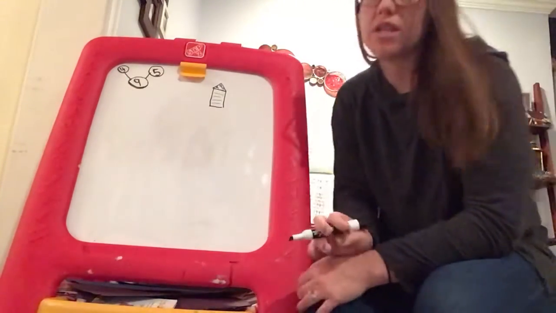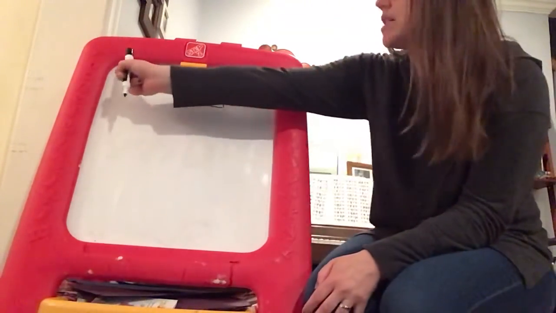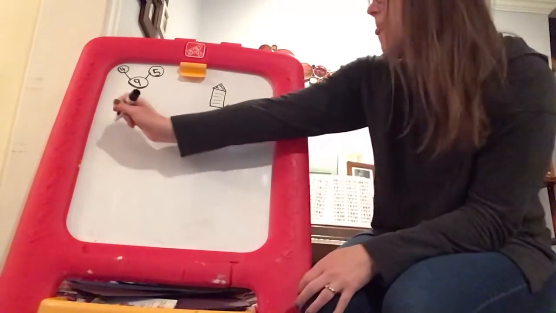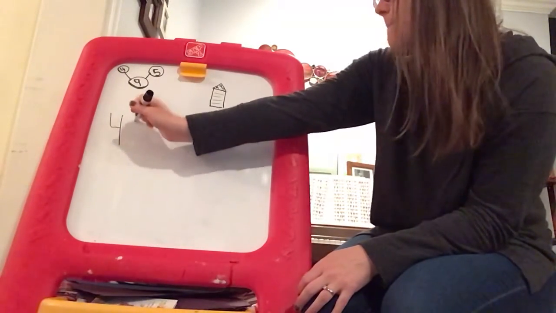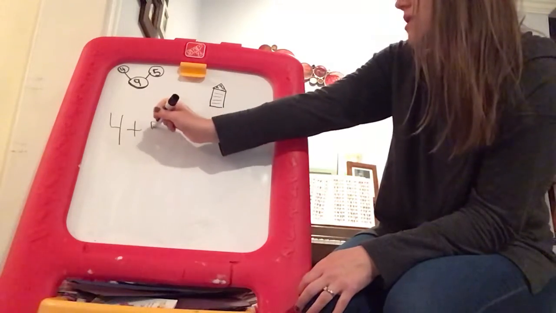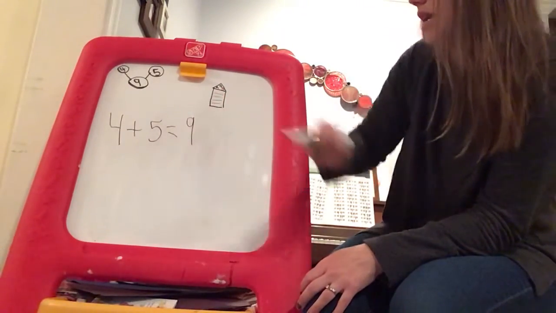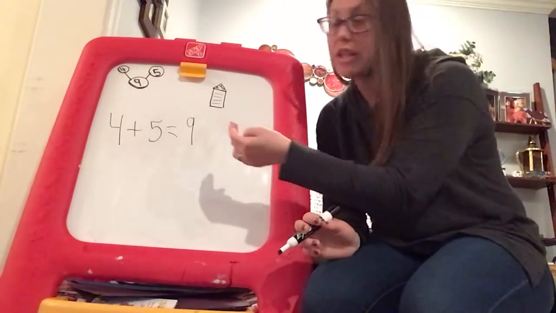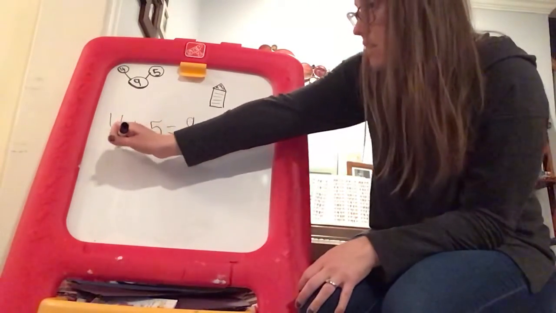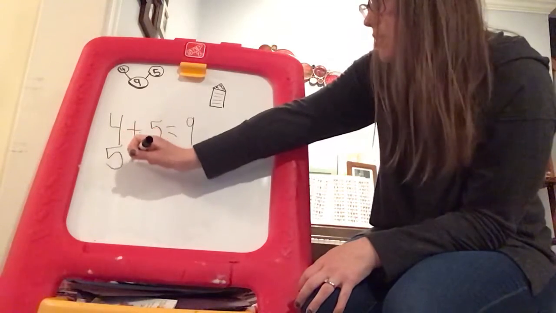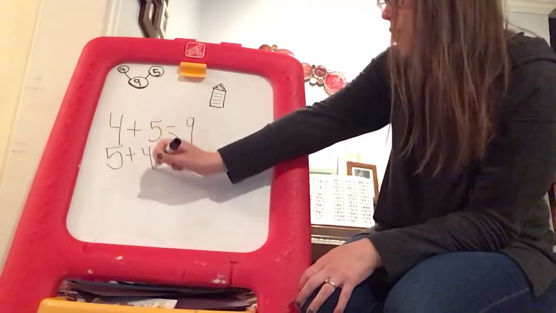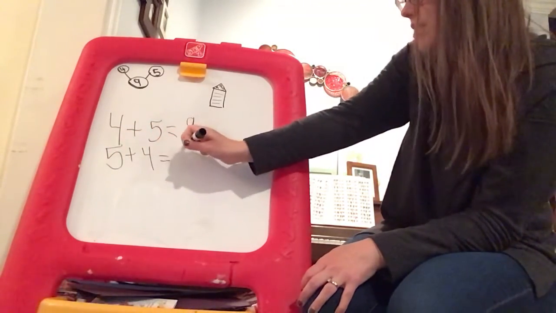So I'm going to start with the addition equation first. So I need to add the 2 parts. 4 plus 5 equals the whole number, 9. Now I'm going to flip the 2 parts. This time it's going to be 5 plus 4 equals still 9.